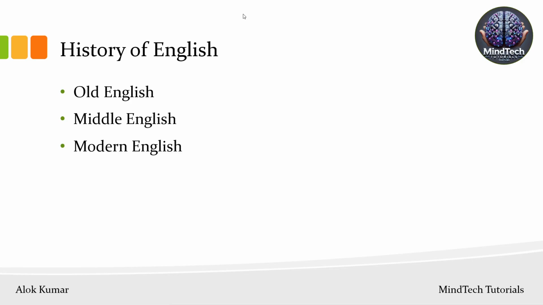So in this class, we will see the history of English. In terms of history, it is divided into three categories. The first one is Old English, then Middle English, and Modern English. Today, this video will be only for Old English.